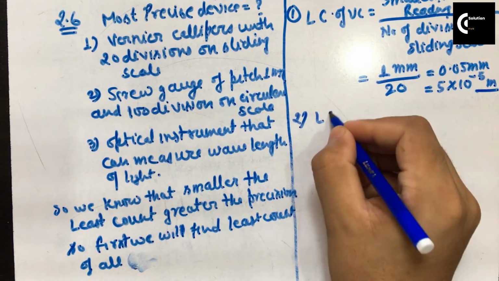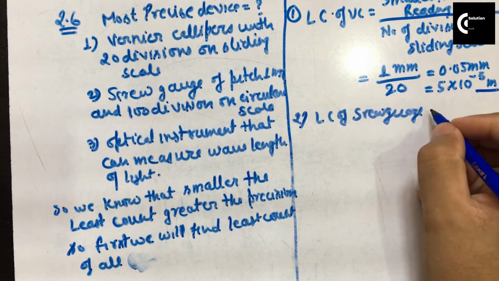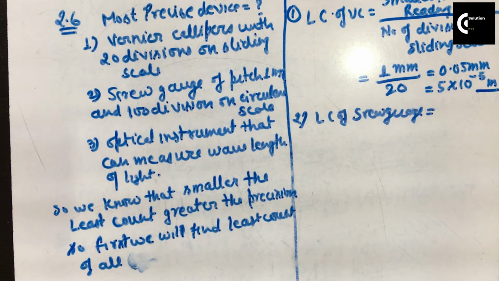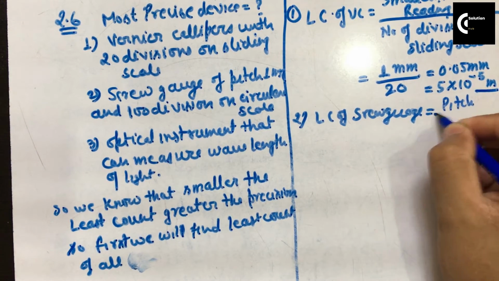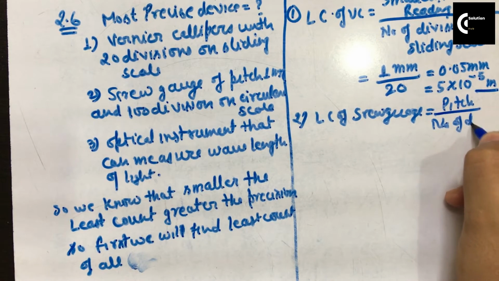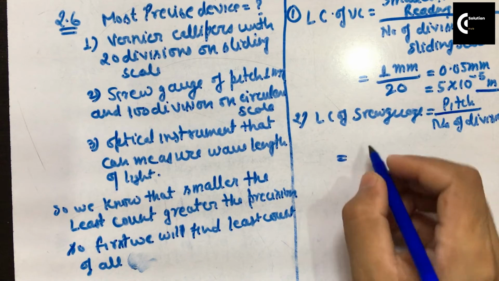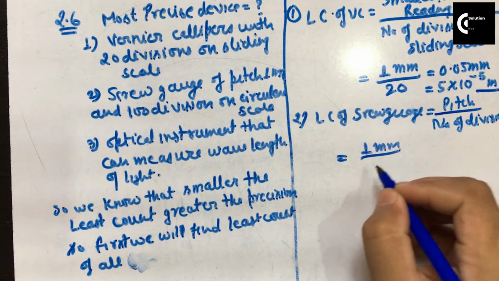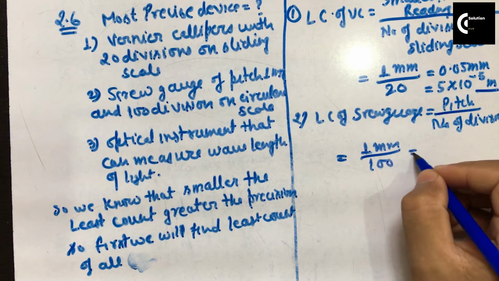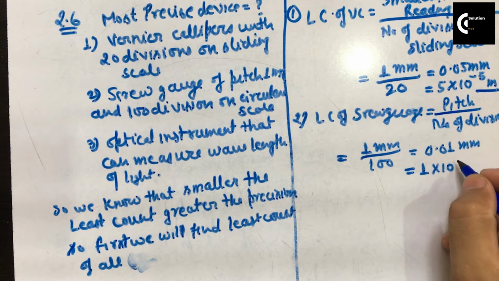Now coming to the least count of the screw gauge. The formula for the least count of a screw gauge is the pitch divided by the number of divisions on the circular scale. After putting in the values, pitch is given as 1 mm and the number of divisions on the circular scale is given as 100. After calculation it comes to 0.01 mm, which is equal to 1 into 10 to the power minus 5 meter. So this is the least count of the screw gauge.